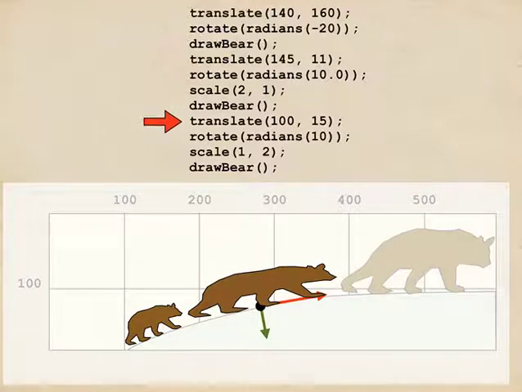It tells us translate, but this is a kind of a funny moment. Look at the previous translation calls. We were translating by 140 and then by 145. And we clearly want to go at least that far to get to the next bear. In fact, we want to go about 200 units. But we don't translate by 200 units because the x-axis now is twice as big as it used to be. To move 200 units along the x-axis, because the x-axis is now double length, we only move 100 units.